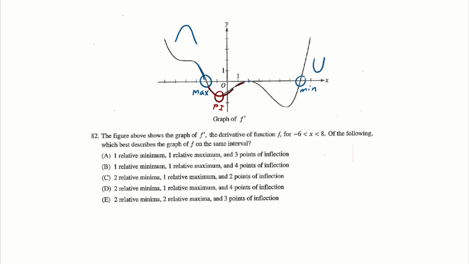Right here, the slope is going from increasing to decreasing. So again, a point of inflection. And then down here at my other minimum, another point of inflection. So points of inflection on the first derivative are wherever there are maxes or mins. That means you have a point of inflection on the original function. So after all that, I see I have 1 max, 1 min, and 3 points of inflection, which line up with option A.